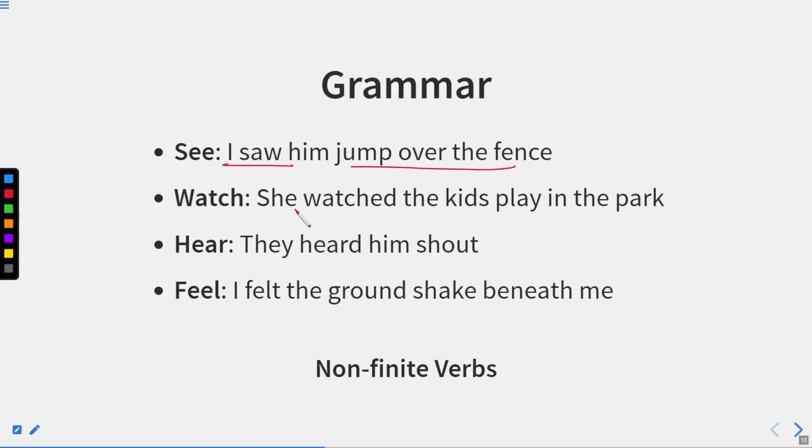See, I saw him jump over the fence. Watch, she watched the kids play in the park. They heard him shout. I felt the ground shake beneath me. So with all these verbs, we do not add to, but we make the sentence with bare infinitives, that is only verb first form. With these verbs, we can also use the verb in ing form, which we will discuss later in the form of participle. There I will tell you the difference between make as an infinitive and as a participle, and whether to use verb first form or verb third form after the word make.